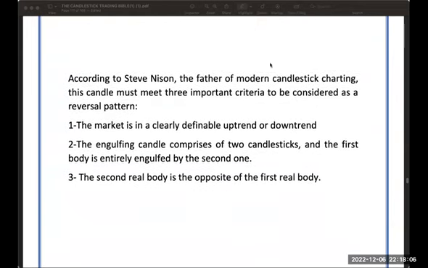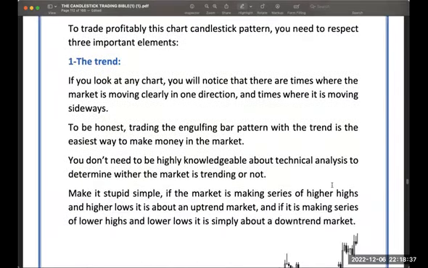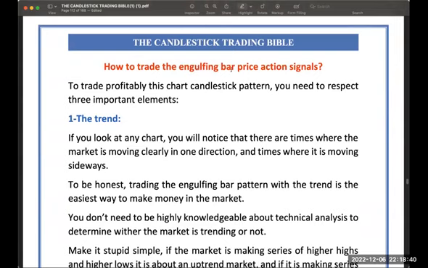According to Steve Nison, the father of modern candlestick charting, this candlestick must meet three important criteria to be considered as a reversal pattern. The market is in a clearly definable uptrend or downtrend. The engulfing candle comprises two candlesticks. The first body is entirely engulfed by the second one. The second real body is the opposite of the first real body. So those are the rules. Okay, how to trade the engulfing bar price action signals.